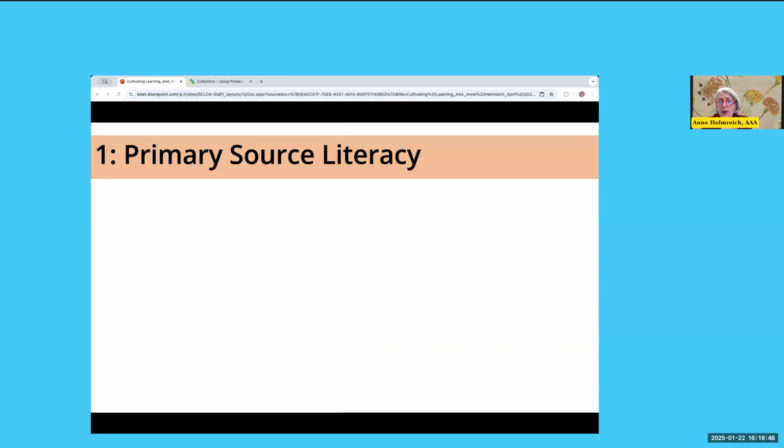So why think about primary source literacy? What are some of its advantages as a teaching approach? I'm going to ask Philippa to click through some answers to this question.